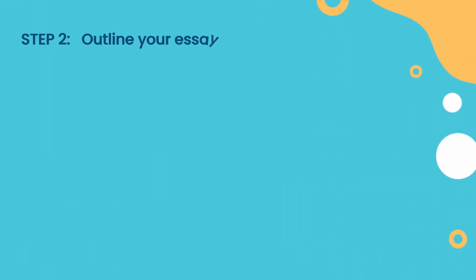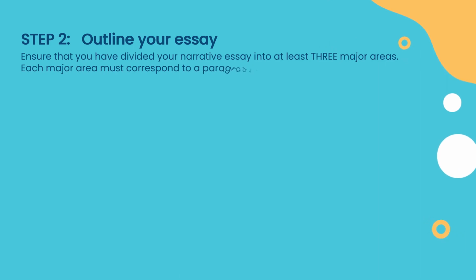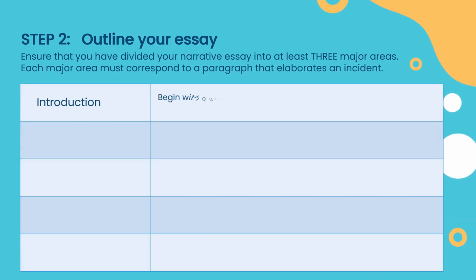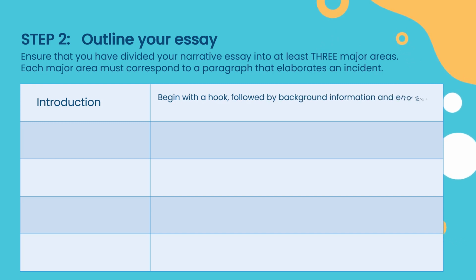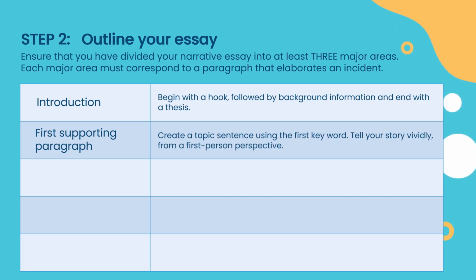Step 2. Outline your essay. Ensure that you have divided your narrative essay into at least 3 major areas. Each major area must correspond to a paragraph that elaborates an incident. Introduction. Begin with a hook, followed by background information, and end with the thesis. First supporting paragraph. Create a topic sentence using the first key word. Tell your story vividly, from a first-person perspective.